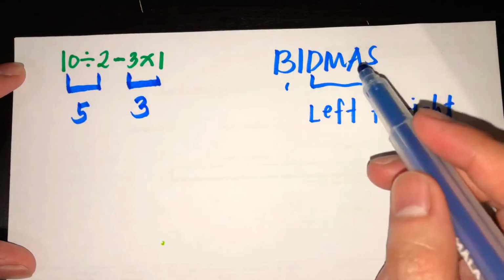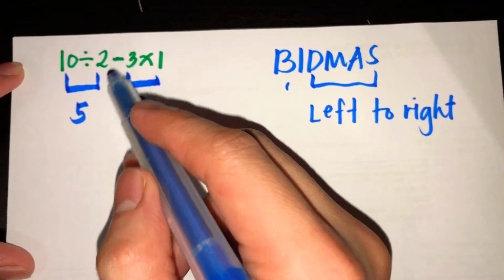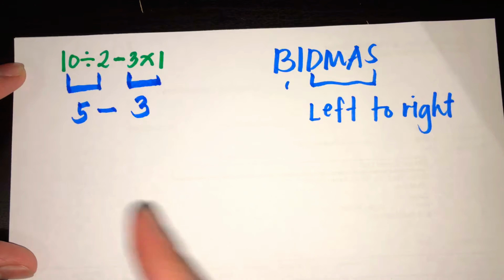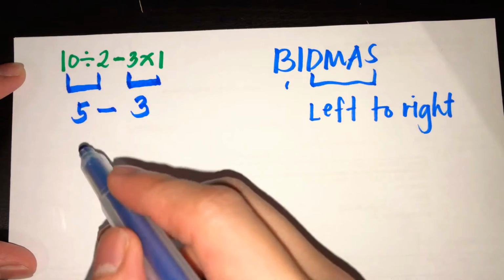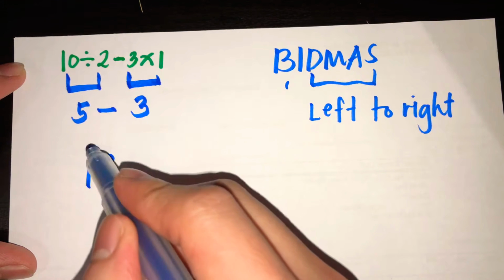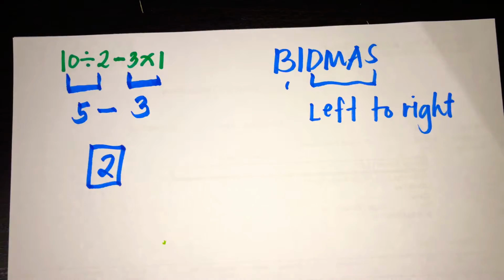Then the next is addition and subtraction. Since we don't have addition, we have subtraction here, so we will perform subtraction. Then 5 minus 3 is 2. So therefore, the answer here is 2.